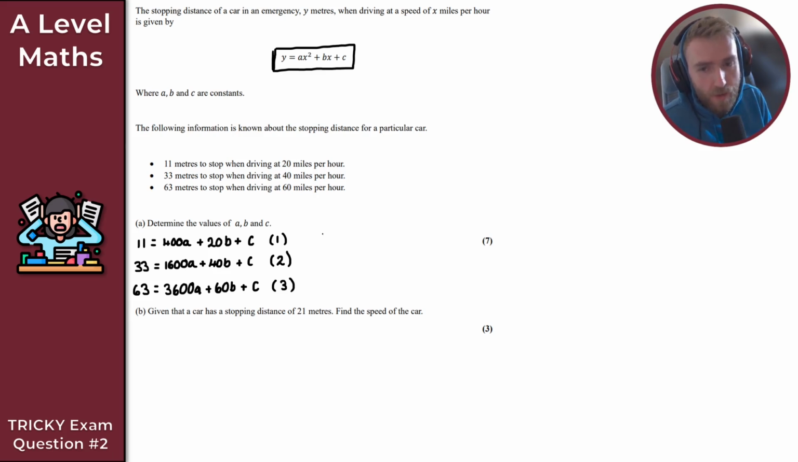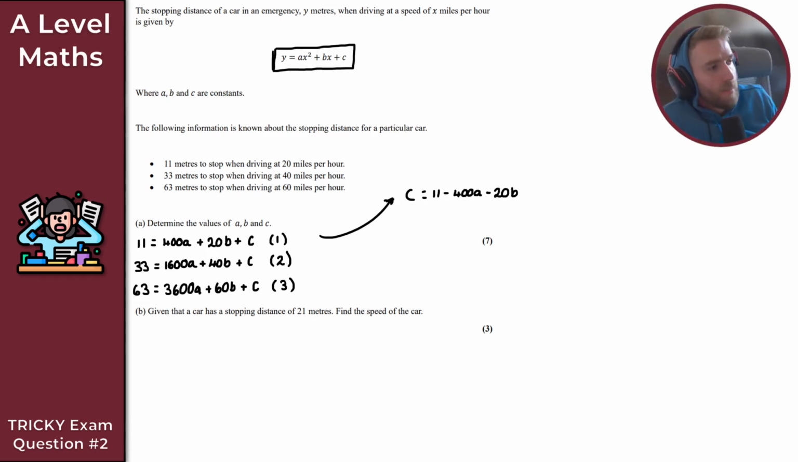So let's do that over here. If we rearrange equation 1, making c the subject, what do we actually get? c is equal to 11 minus 400a minus 20b. There's nothing else there. So c is equal to 11 minus 400a minus 20b. Perfect. At this point, all we now need to do is substitute this rearranged form of equation 1 for c into both equation 2 and equation 3.